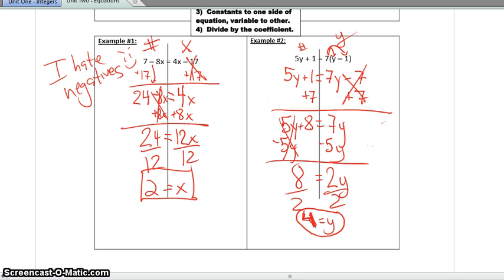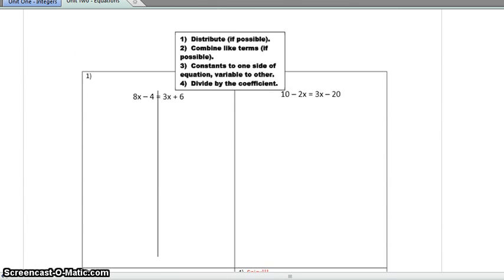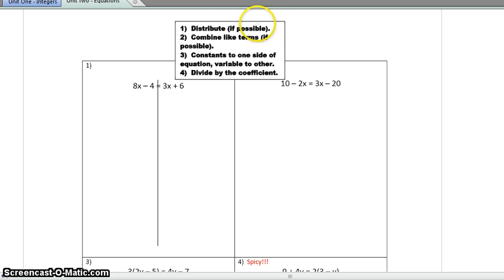Okay, so you have a text box as we move down. You could write this at the same time. You have a text box here that has some steps. You might need to distribute. You will not need to combine like terms right now, but you need to think about that in the future. You need to get constants to one side, variables to the other. Do I care which is which? No.